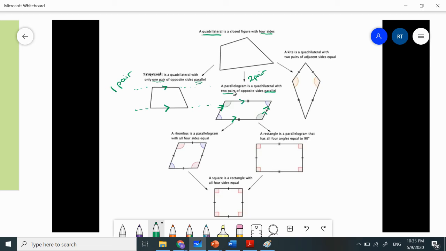What do you call this shape? We call it a parallelogram. Parallelogram, because all its sides which are opposite to each other are parallel.